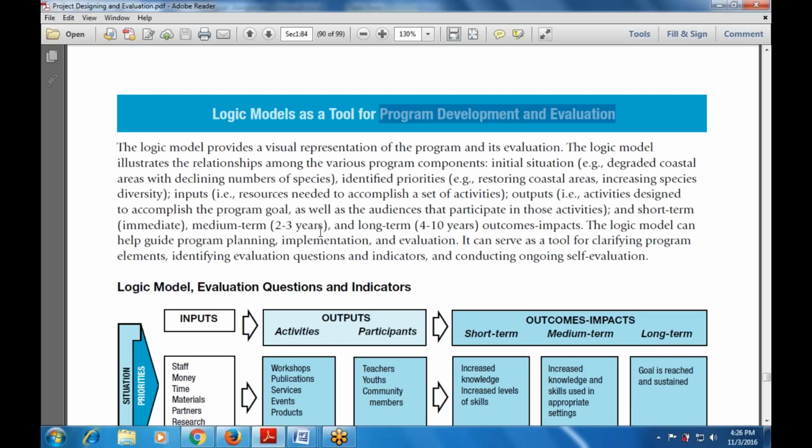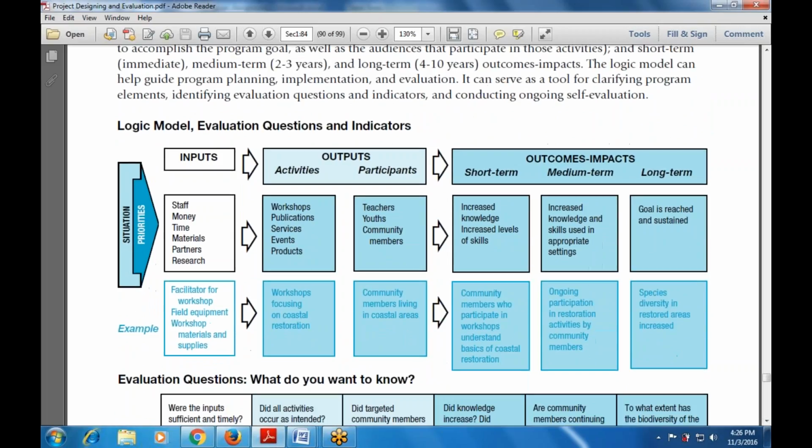Then next is the logic model, evaluation questions, and the indicator. What are the logic models and what are the various evaluation questions that will be carried out? So now let's see what the various logic models are, what the evaluation questions are, and what their indicators are. First is a logic model that includes the inputs. Then there is the output, then there are the outcome impacts. Output includes activities, then participants, then short term, medium term, long term.